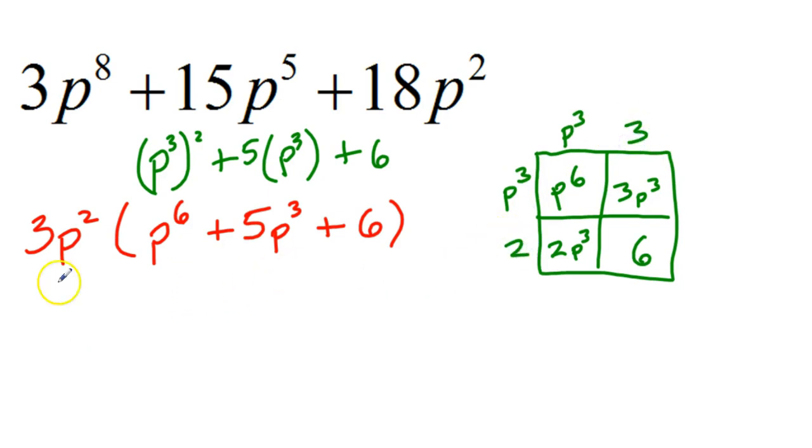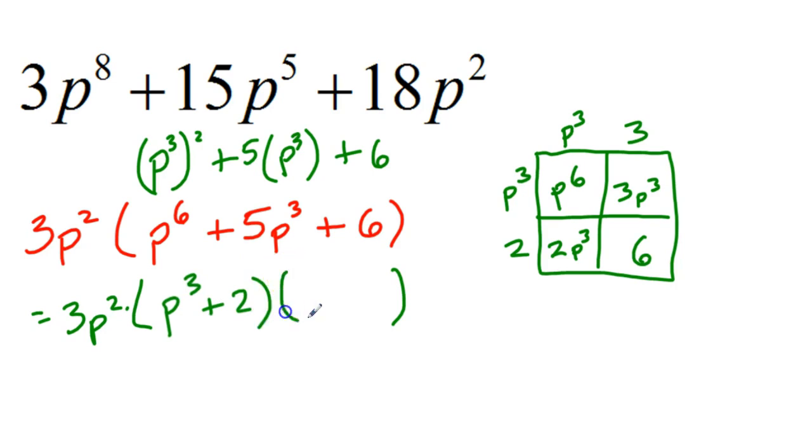So now we can write the factorization. So we've got our 3p squared before, and we just take the dimensions of the square. So p cubed plus 2, p cubed plus 3. Now we look to see if we can factor this further. We have a p cubed, but we don't have a cube here, so we can't use our sum of two cubes technique in either case. 3 is not a cube and 2 is not a cube, so that's our simplest form.